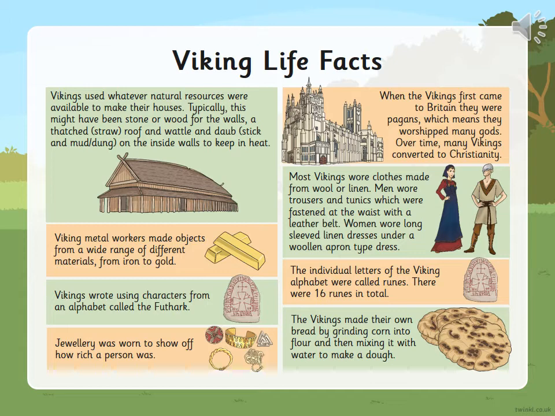Viking metal workers made objects from a wide range of different materials, from iron to gold. Vikings wrote using characters from an alphabet called the Futhark. Jewellery was worn to show off how rich a person was.